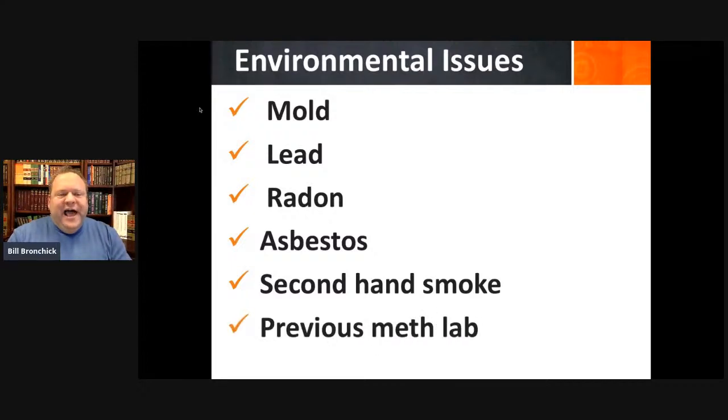A previous meth lab. I had one of these. I had a property that had a meth lab. Now, the rule's different from state to state, so you need to check this. But in my state, if you remediate it by the book, which means you have to use an OSHA-certified contractor, strip everything down to the studs, put in all-new drywall, you really have to gut the house, and if you do it by the book, then you don't have to disclose it. Now, as a practical matter, do you really want the tenant to hear from the neighbor, "Oh, you moved into the meth lab house"?